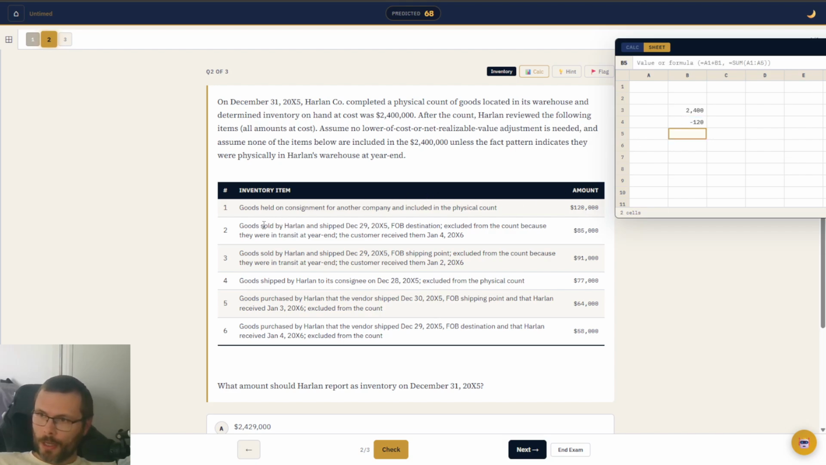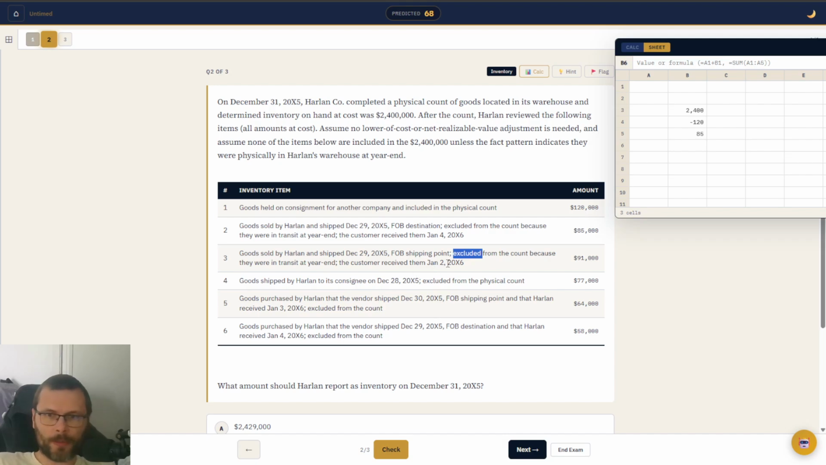Number 2, goods sold FOB destination, excluded because they were in transit at year end. In transit still means it's ours until delivery, so add that one back. It's been excluded. We need to include it. Number 3, goods sold FOB shipping point. They were in transit at year end. The customer received them after the year end. So they are the customer's at shipping point, so don't include them. They were excluded, so skip that one. No need to do anything with that.